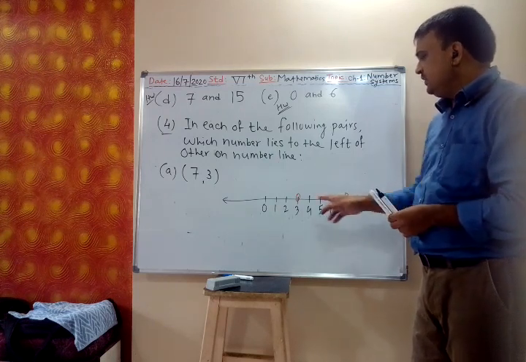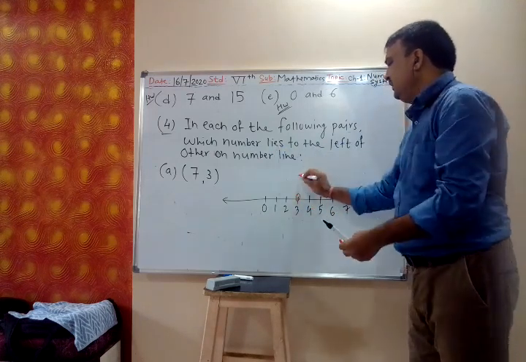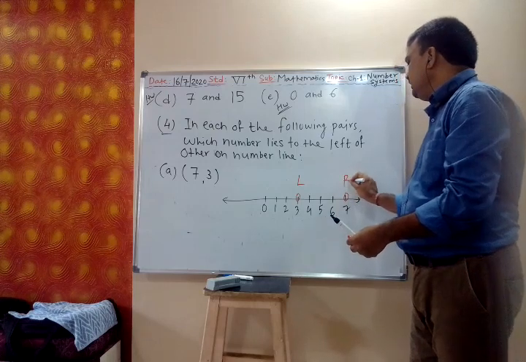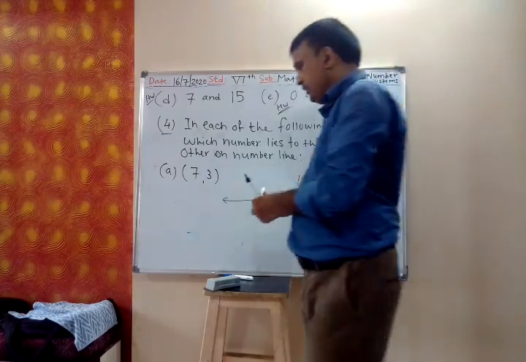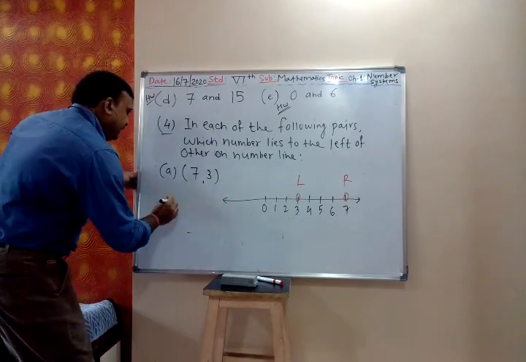Which number is on the left? This is my left side. This is my left. And this is my right. So which number is on the left? 3. Yes. So we write 3 is on the left.